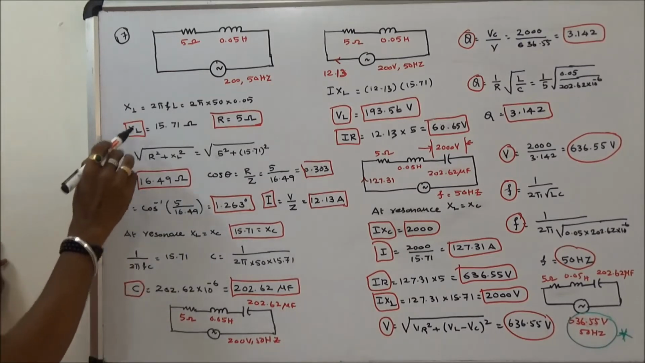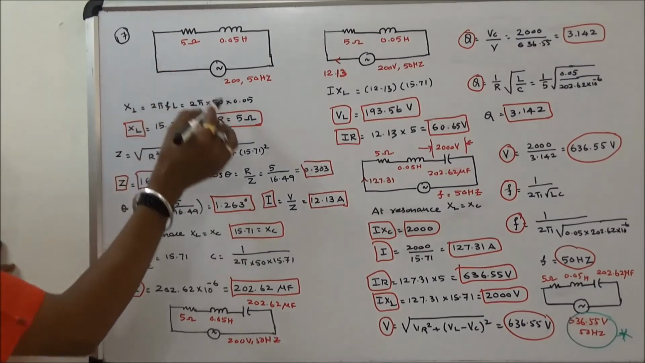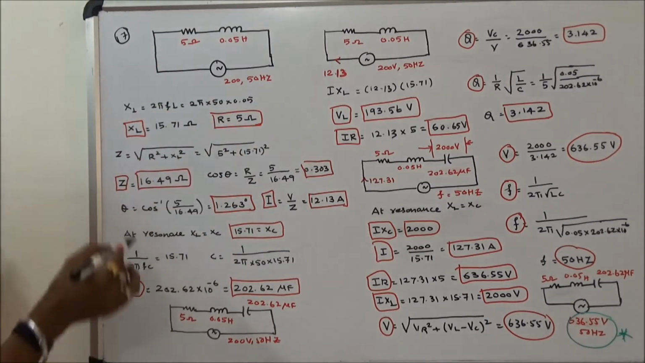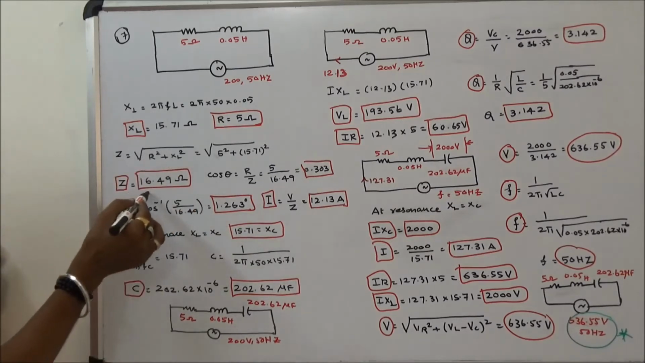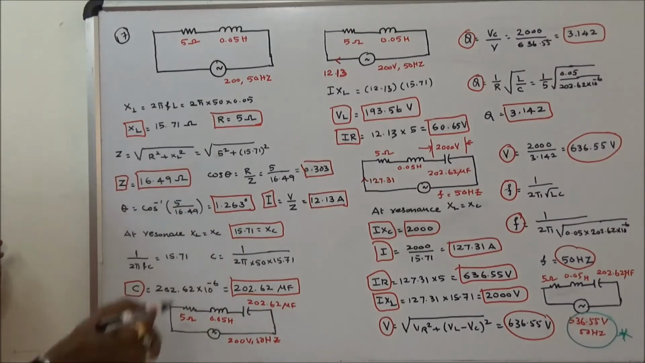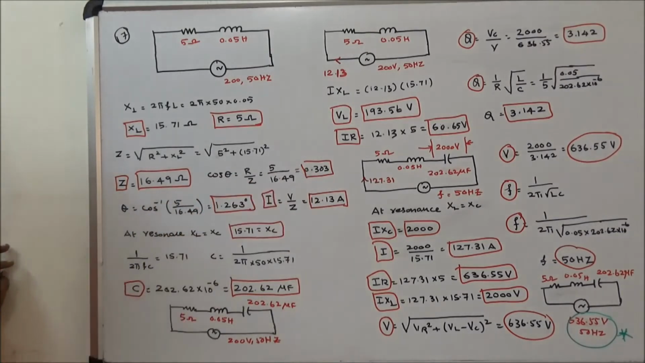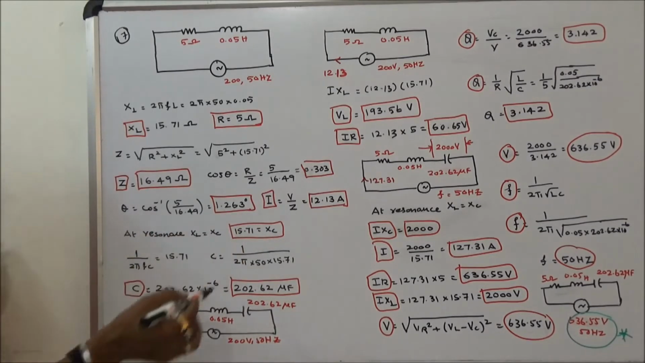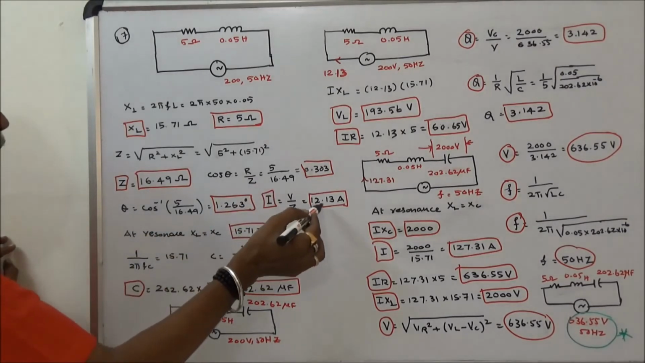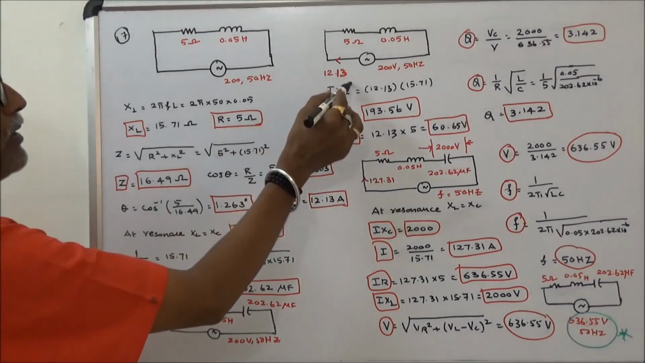So XL is equal to 2 pi FL. XL value is 15.71 ohms. R is equal to 5 ohms. Z is equal to root of R square plus XL square. Z is equal to 16.49 ohms. Cos theta is equal to R by Z, that is equal to 0.303. Theta is equal to 1.263 degrees lagging. Current I is equal to V by Z, 12.13 amps. So the current is 12.13 amps.